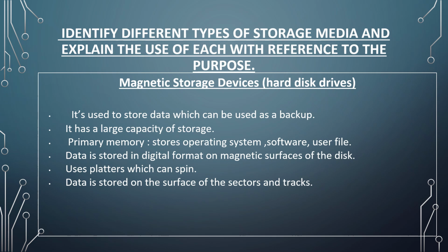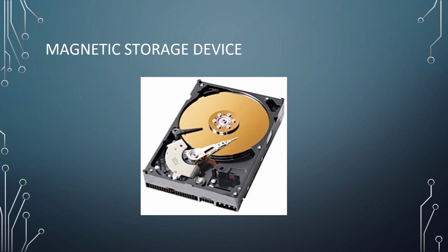One of the storages is primary memory. It stores the operating system, software, and user files. Data is stored in digital format on the magnetic surfaces of the disk. It uses platters which can spin, and data is stored on the surface in sectors and tracks within the platters. This diagram shows the interior of the hard drive, where the orange part is also called the platter. It is divided into tracks and sectors as previously discussed on the previous slide.